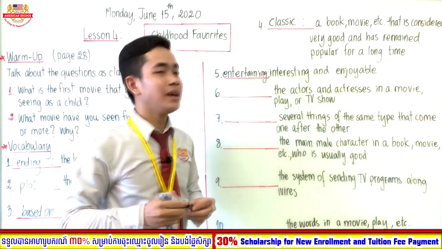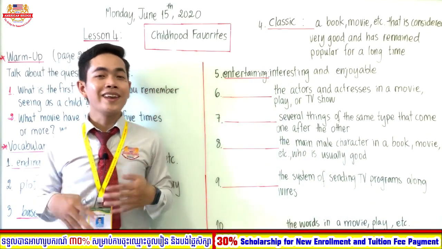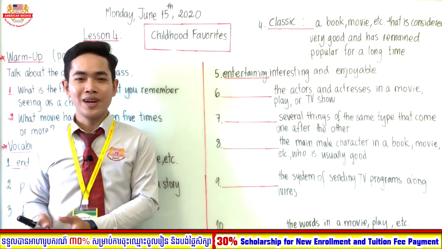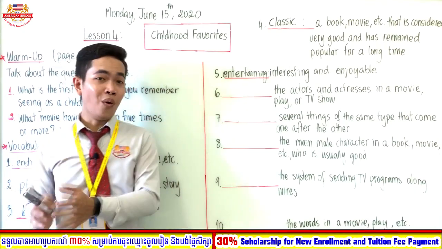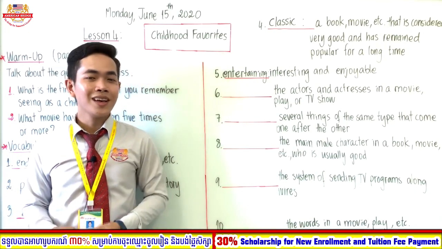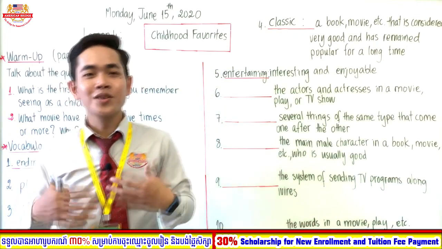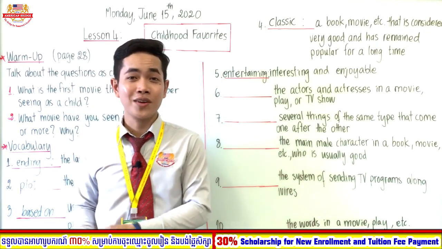Alright, so entertaining is about interesting and enjoyable. Okay, now let's listen to my example. Toy Story 3 is also entertaining for adults too, right? Have you ever watched Toy Story 3, everyone? This is also one of my favorite childhood movies as well. Right now they have Toy Story 4, right?